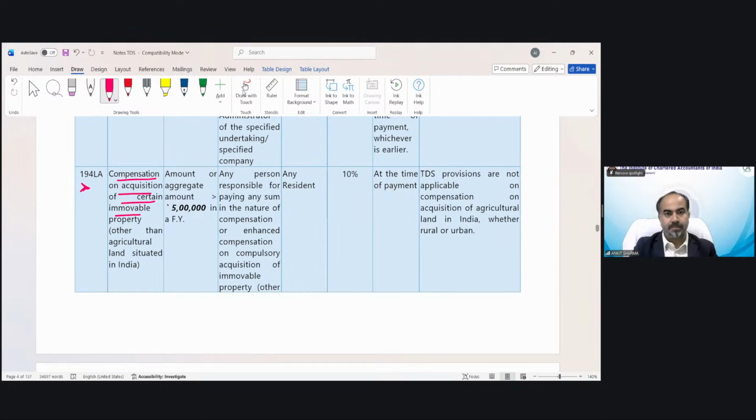Mr. Neeraj is saying, but sir, for some business owner, the immovable property is stock-in-trade, so it will apply to them also. No, it will not apply in that situation. And technically, he would not be the payer, he would be the payee. Property or cash? No, what is it? Jayendra is saying correct: original compensation and enhanced compensation.